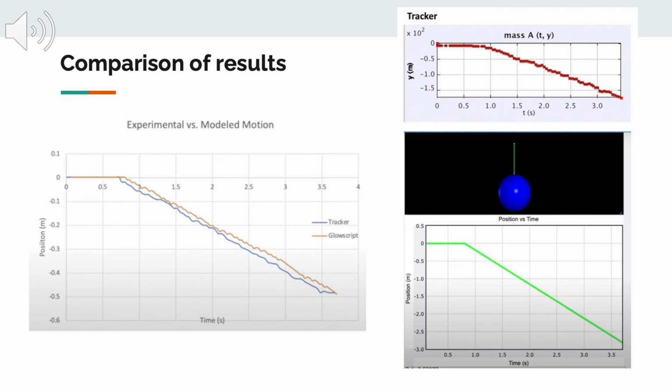The graph for the computational model does seem to deviate from the experimental data a bit. This is mainly due to potential errors such as experimental inaccuracies and slight discrepancies in the data collected.